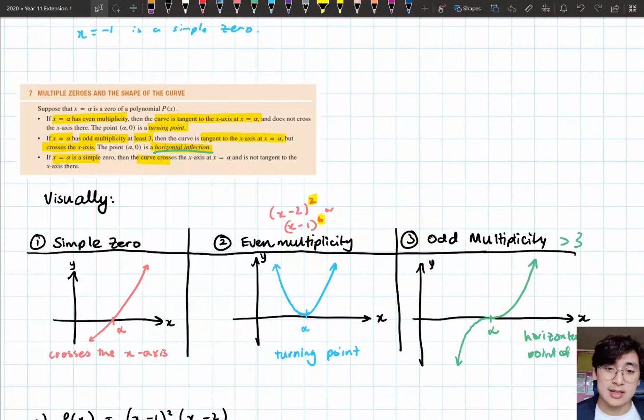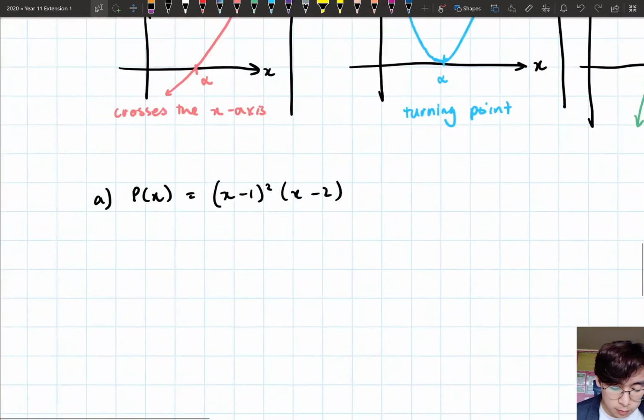Actually have a go at applying this, and have a go at sketching a few different polynomials. Now we're going to pull together all the stuff that we've looked at so far. So let's have a look at this first example.